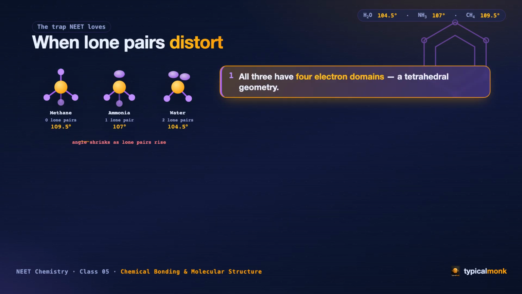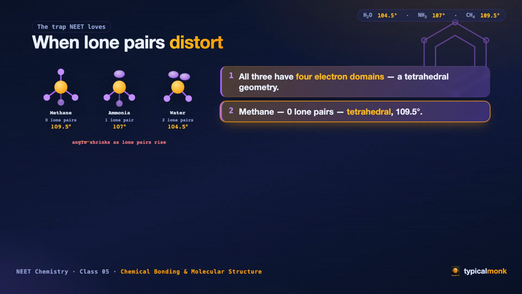Now for a single highest yield picture in this chapter, watch what lone pairs do to the shape. Look at the 3 molecules side by side. Here is the crucial thing to notice first. All 3 have 4 electron domains, so all 3 share the same underlying tetrahedral geometry. On paper, they begin as equals.